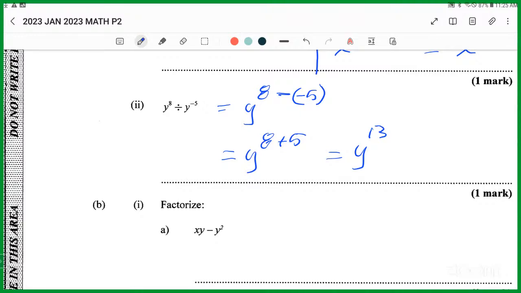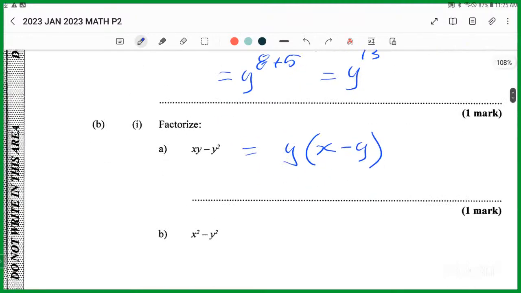All right, the next one is for us to factorize this. So here we just have a common factor of y. Factorize out the y. Out of this, you're left with the x. Out of this minus y squared, you're left with a minus y. And then this can't factorize any further. So that is it. Very good.